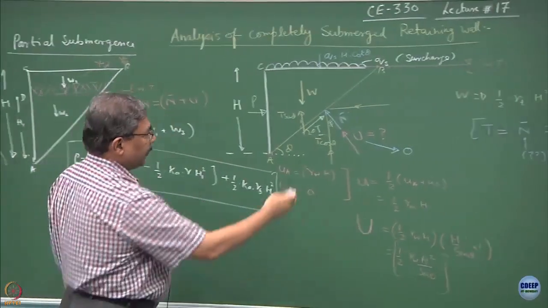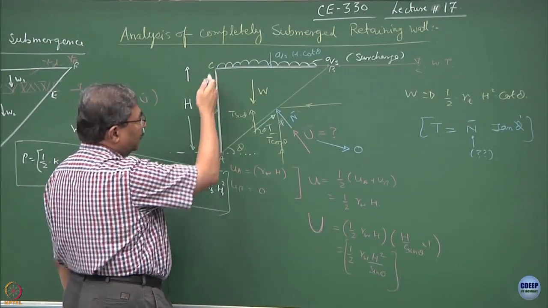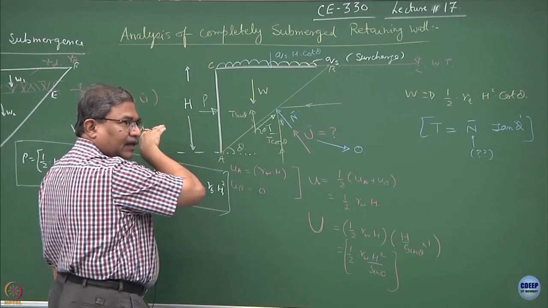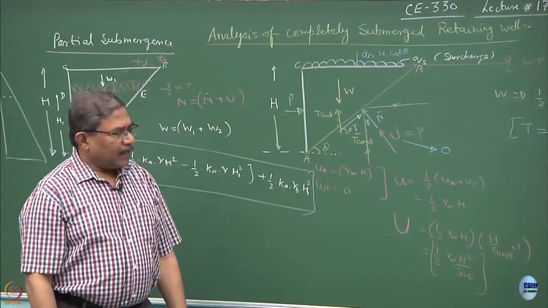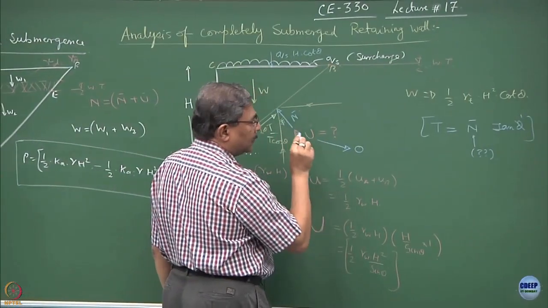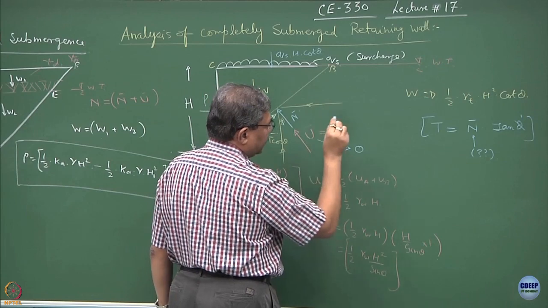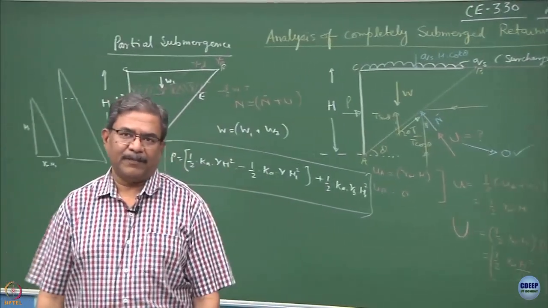The higher this pressure p is going to be, because then you require more reactions to balance this. So, in real life, the best thing would be if you can create a situation so that the pore pressure becomes 0. How will you do that in real life?